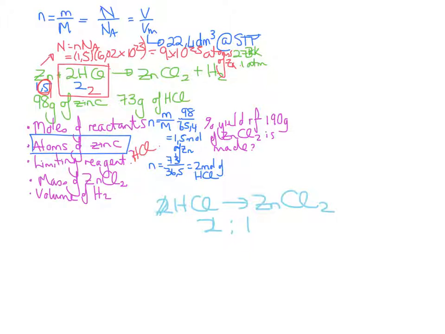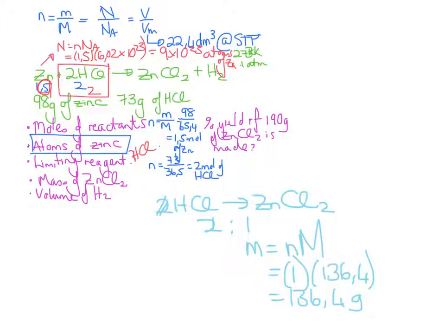But in this story, I do have 2 moles, so I'm only going to make 1 mole of zinc chloride. So I take that 1 mole and I say mass is equal to number of moles times molar mass. The molar mass of zinc chloride, when I add 1 zinc and 2 35,5s together, I land up with 136,4, and therefore I get 136,4 grams of zinc chloride being made.